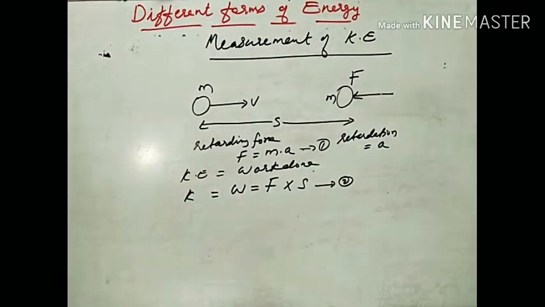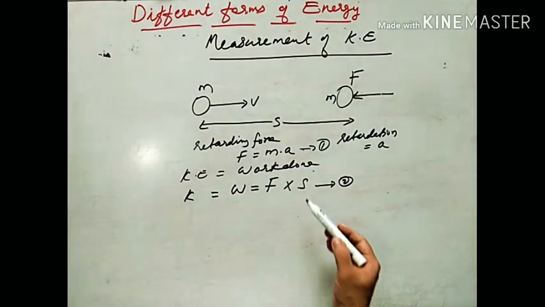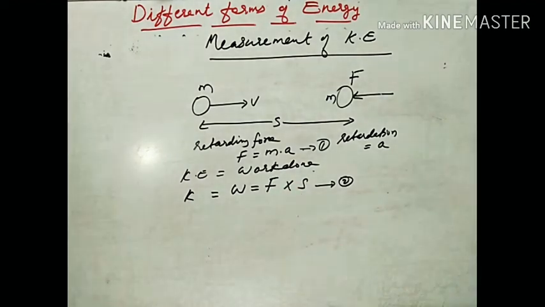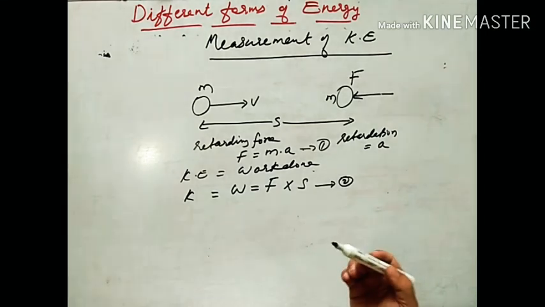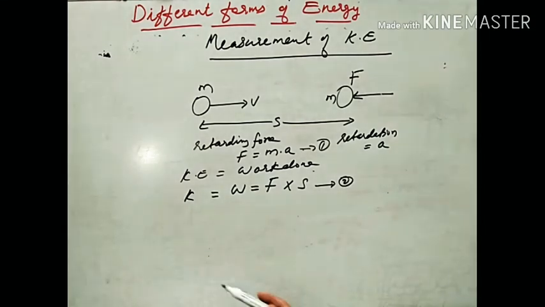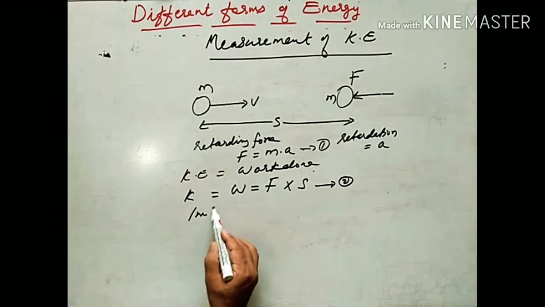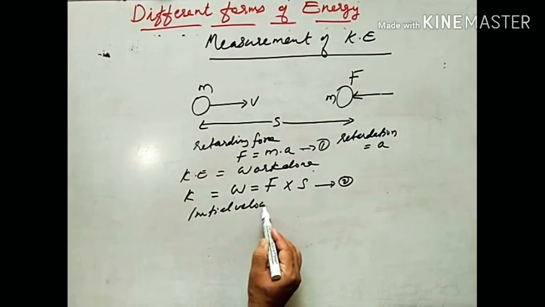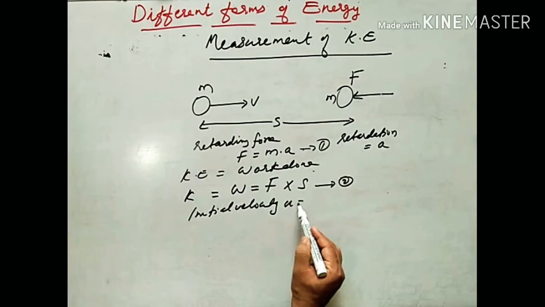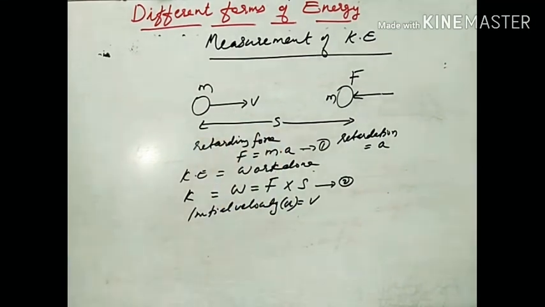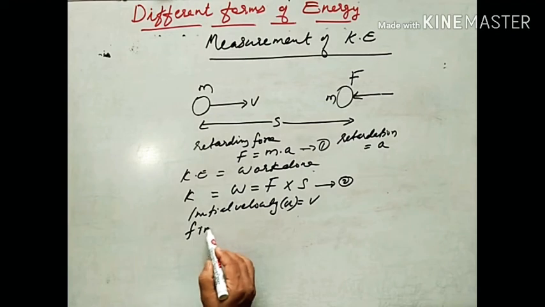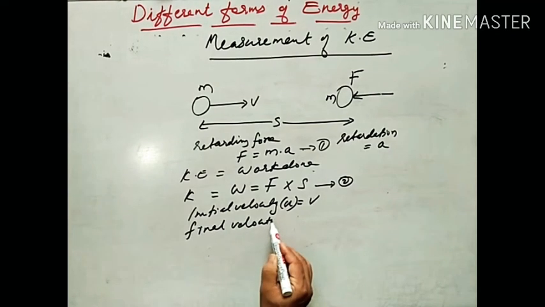So we got F is equal to ma. The displacement, we don't know what the displacement is. We have to find out an expression for displacement, right? Because velocity is changing here. So to calculate displacement, we have to take the help of the equation of motion, which you have studied in grade 9. So I can write the initial velocity u is equal to v. And what is the final velocity?